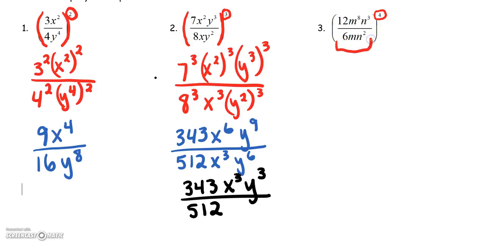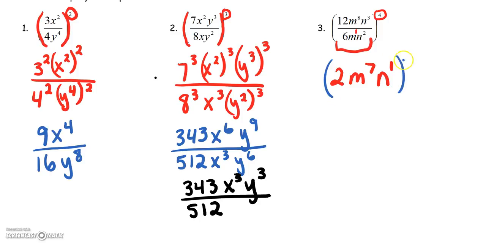So let's take a look at just the inside first. 12 divided by 6, of course, is 2. M to the 8th and m have the same base. And since they're being divided, we'll subtract their exponents. M is, of course, just m to the 1st. If there's no exponent, we assume it's 1. M to the 8th divided by m to the 1st, 8 minus 1, gives us m to the 7th. And then finally, n cubed divided by n squared, they have the same base, and so we'll subtract their exponents. 3 minus 2 gives us n to the 1st.